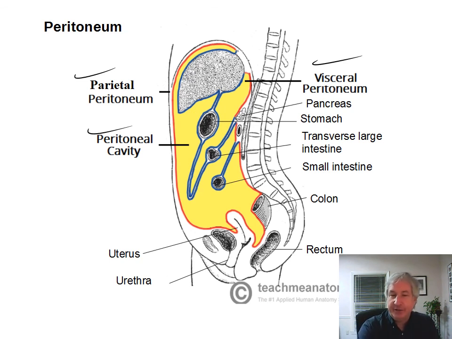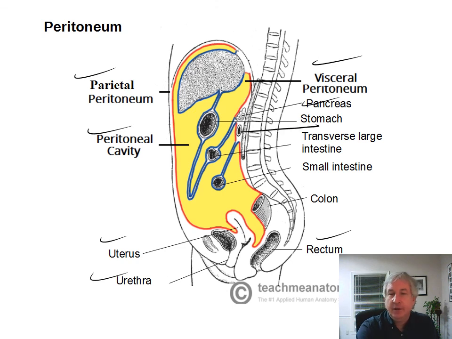Then you can also see there are some things that are infra or subperitoneal. So you have the uterus, urethra, rectum, and the colon when it starts going down comes out of the peritoneal cavity. Also, you see the pancreas is retroperitoneal, behind it. And I'm not really showing the kidney, I guess maybe that's supposed to be a kidney there.